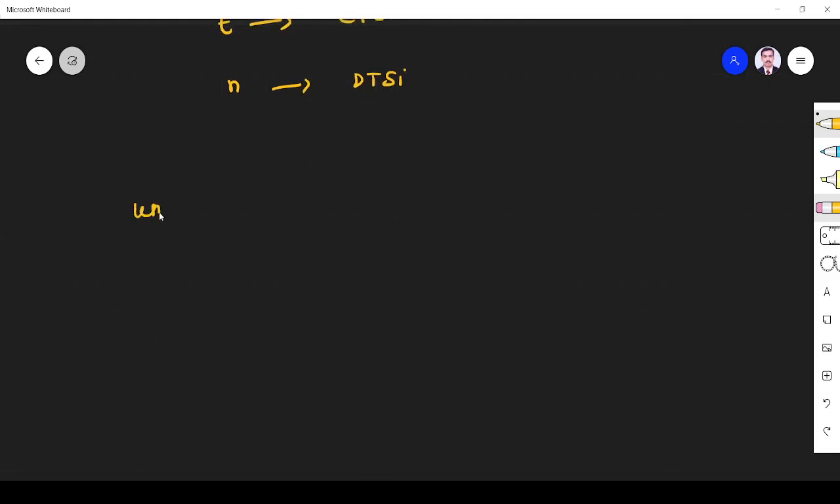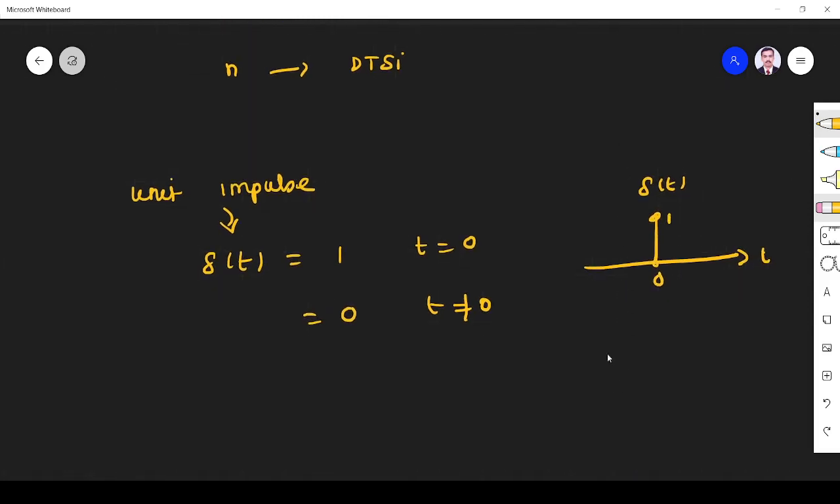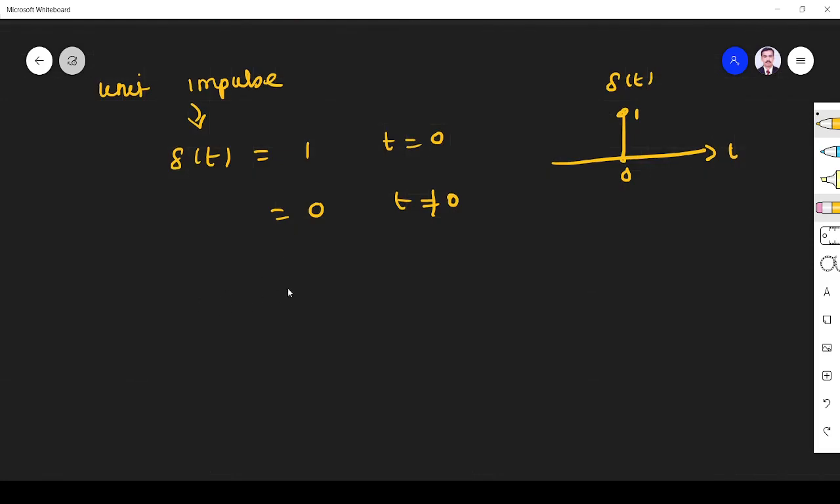So first we will see unit impulse. Unit impulse signal, del of t. The symbol for unit impulse is del of t, which is equal to 1 when t is equal to 0, which is equal to 0 when t is not equal to 0. So I can write, when t is equal to 0, it is having a value of 1. So that's why it is having only one impulse. So it is called unit. Sorry, amplitude is 1. So it is unit impulse.